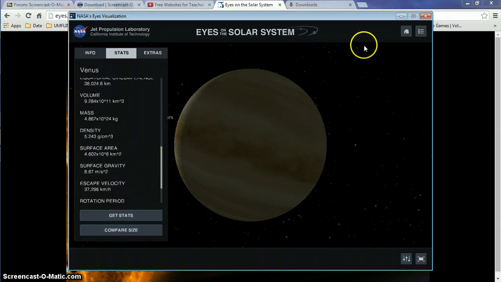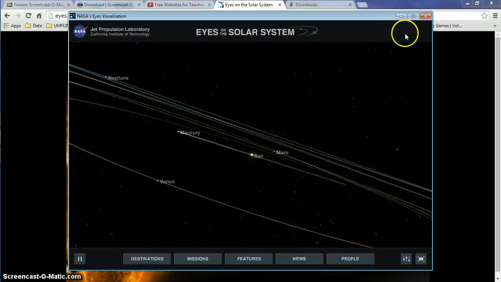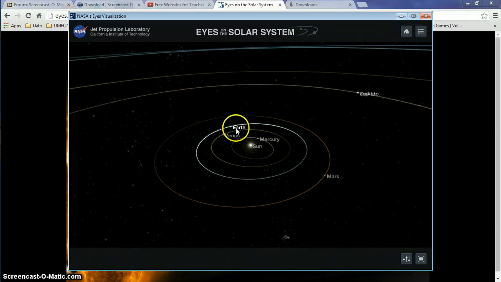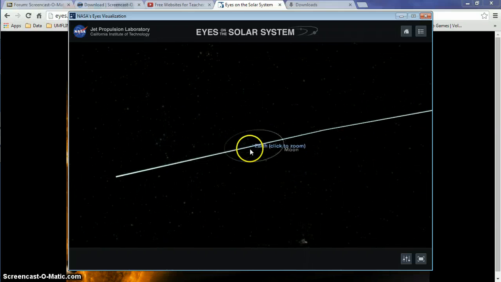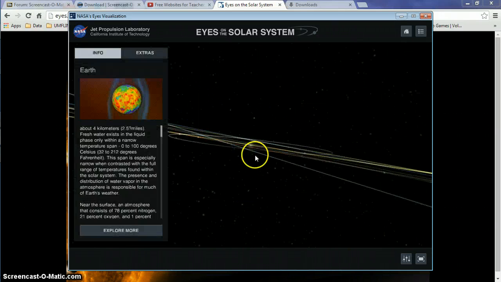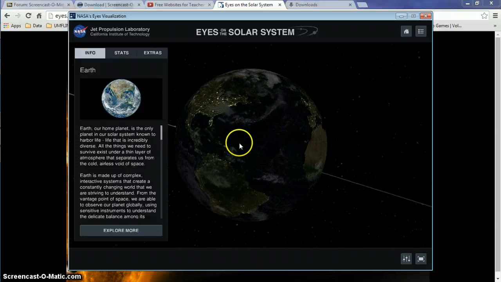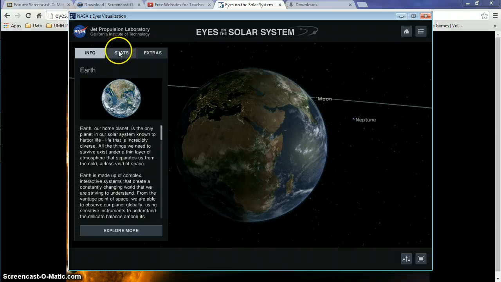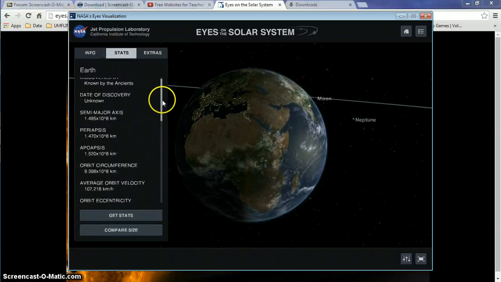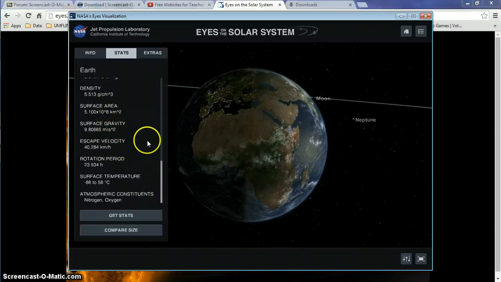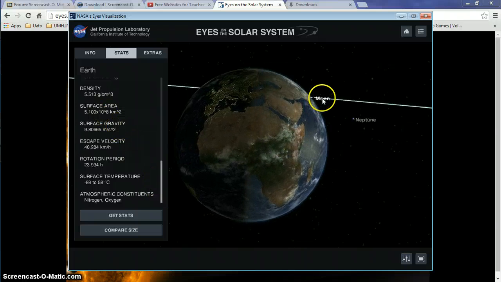All right, moving on from Venus, we hit home. And here's our planet. I don't need to get too much into detail about our planet. All you need to know is here's the night side, here's the day side. I still want you to get the stats over here, following the rubric of what information you're supposed to get. Here's our moon.